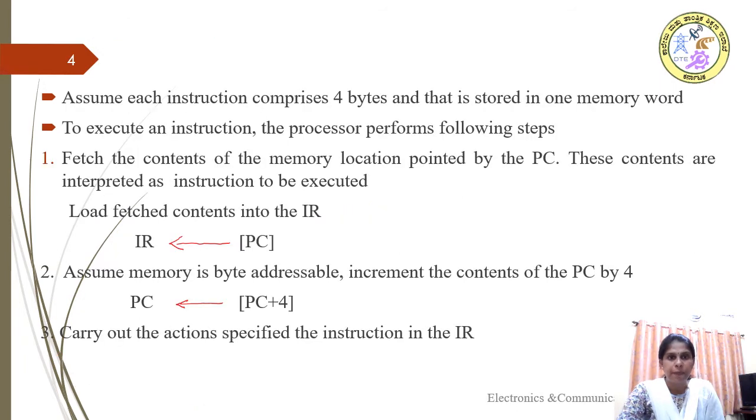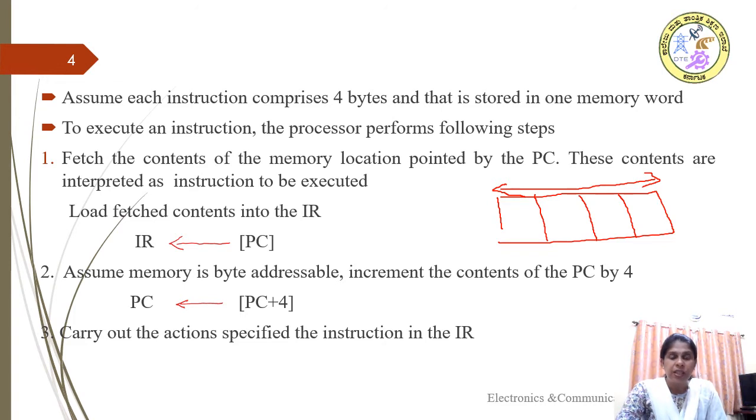So let us assume that each instruction comprises 4 bytes. Whatever instruction we write, when converted into equivalent machine language, we assume that each instruction comprises 4 bytes, and that each memory word is able to store 4 bytes of data. Here we are assuming that each instruction fits in a single memory location.